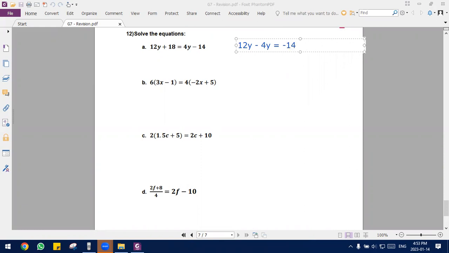And let me take 18 to this side also. We change the sign, it will be minus 18. Now 12y minus 4y is 8y equal to minus 14 minus 18. We add them, they have the same sign, so it's minus 32. Now to find y, I need to divide by 8. So y equals minus 32 divided by 8, which is minus 4.